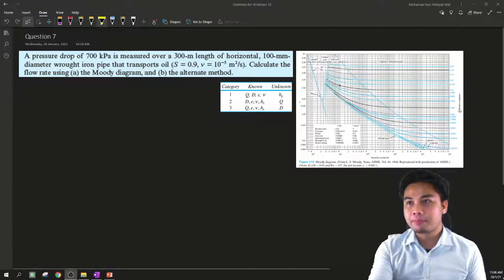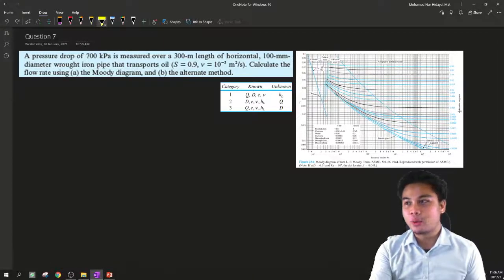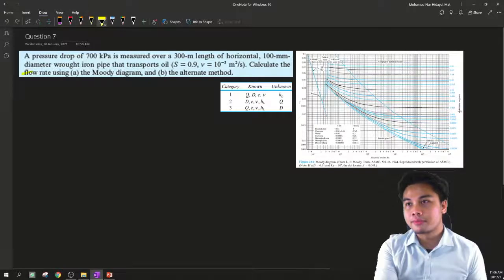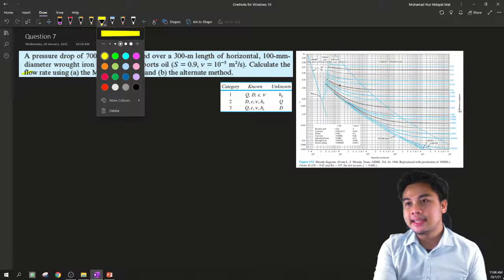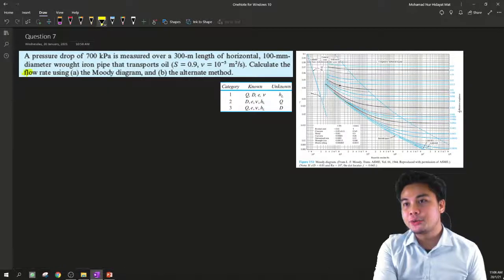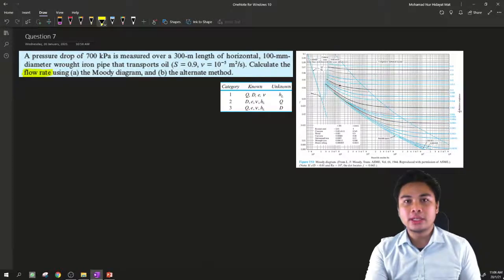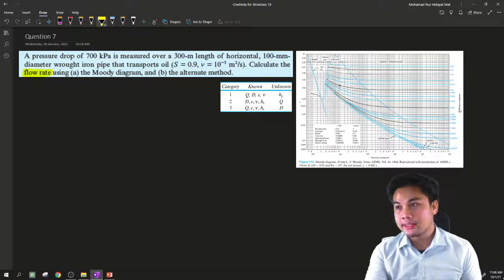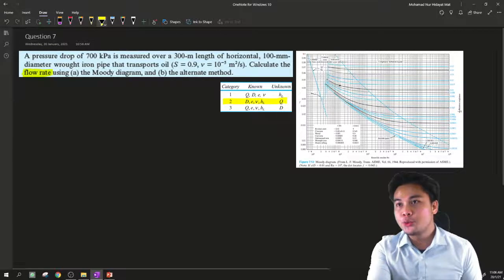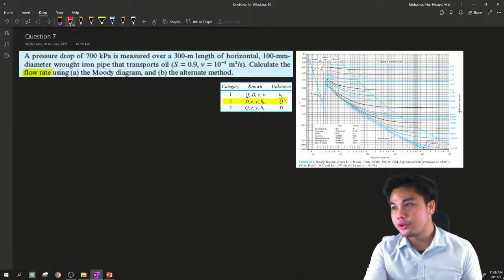Alright, the first step, we need to analyze the question. Calculate the flow rate. So in this case, the flow rate is Q. We need to find the flow rate. When we solve problems related to the loss in the pipe system, this falls under category number 2, where the question asks for Q.